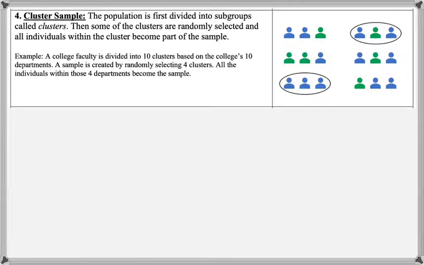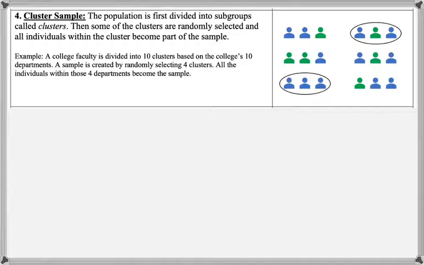Next is the cluster sample. The population is first divided into subgroups called clusters. Then some of the clusters are randomly selected, and all individuals within the cluster become part of the sample. So for example, a college faculty is divided into 10 clusters based on the college's 10 departments. A sample is created by randomly selecting 4 clusters, and all the individuals within those 4 departments become the sample.